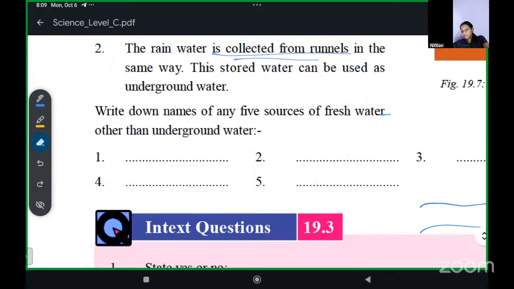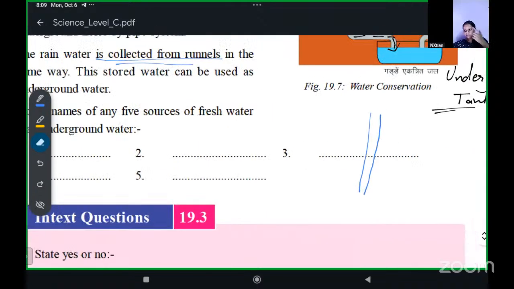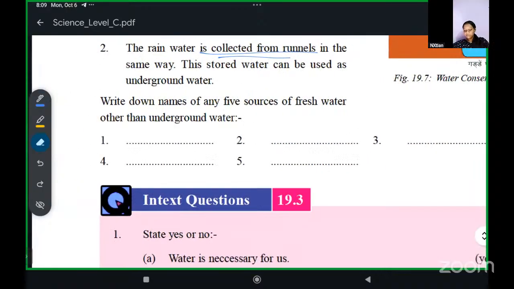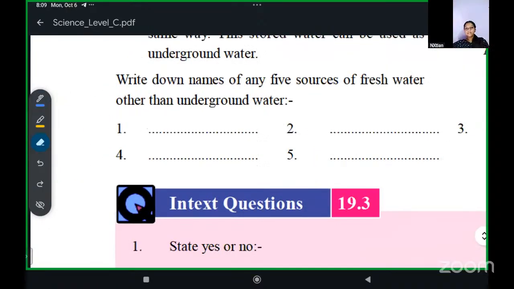Now the five sources of fresh water, if you can just tell me. Ma'am, I don't know any five. Okay, no problem.